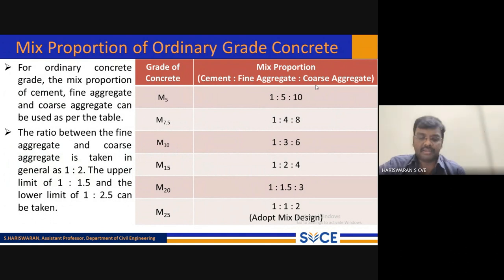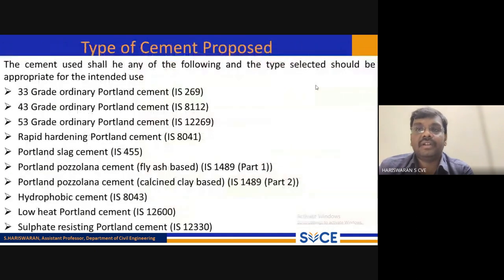At the same time, the ratio of fine aggregate and coarse aggregate is generally suggested as 1:2. One part of fine aggregate, two parts of coarse aggregate. In extreme conditions, this ratio may be used as 1:1.5, with a lower limit of 1:2.5. Nothing wrong, that never impacts much change. So there are n number of types of cements available based on the application, the raw materials, and special conditions.